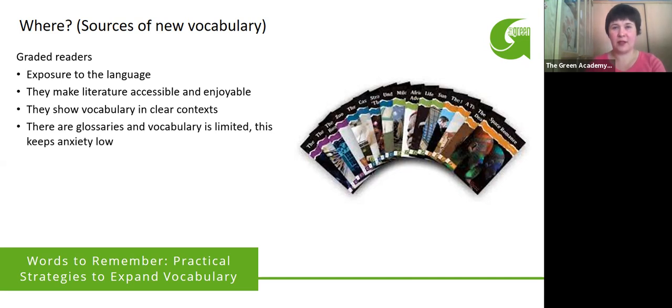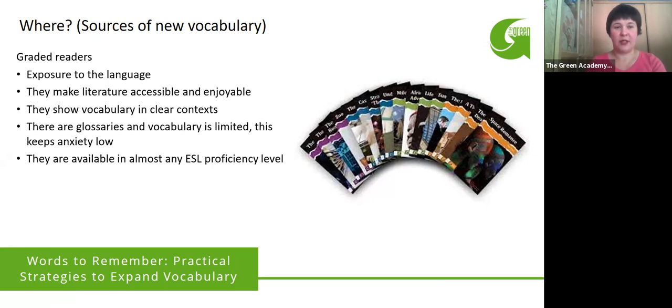At the end of these readers, there are usually glossaries, and the vocabulary used in these readers is adapted to your level. You don't have to worry that there are too many unknown words, and you will have to look them up in the dictionary every 3 minutes. So that keeps your anxiety low and you really enjoy it.